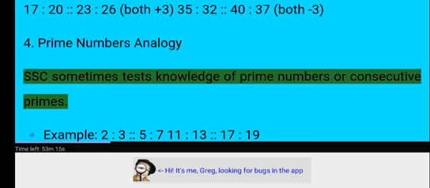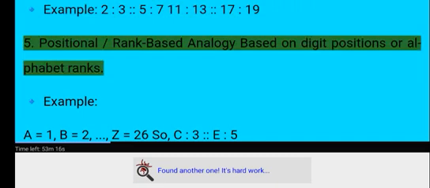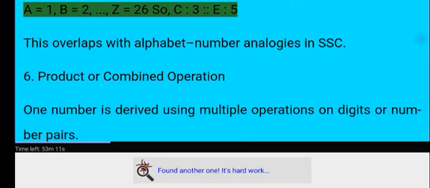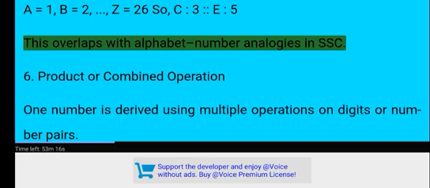4. Prime numbers analogy. SSC sometimes tests knowledge of prime numbers or consecutive primes. Example: 2, 3, 5, 7, 11, 13, 17, 19. 5. Positional rank-based analogy, based on digit positions or alphabet ranks. Example: A equals 1, B equals 2, Z equals 26, so C is 3, E is 5. This overlaps with alphabet number analogies in SSC.